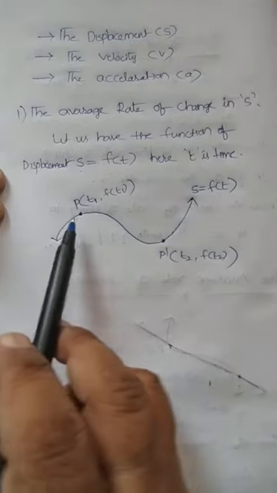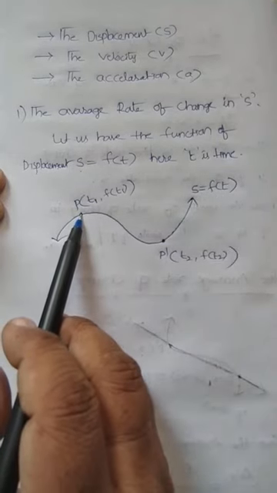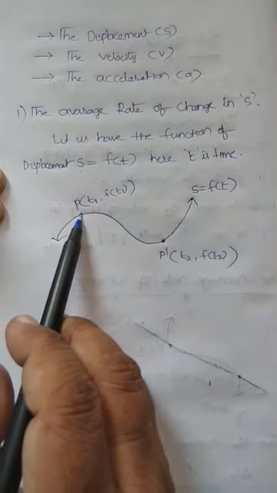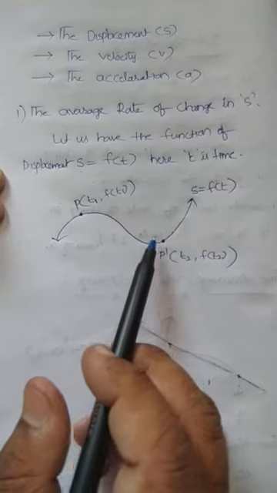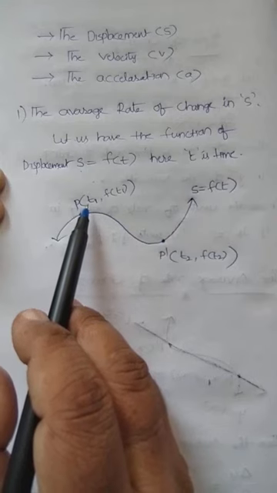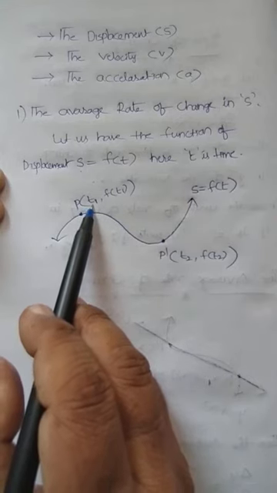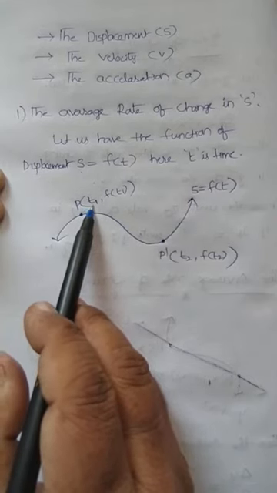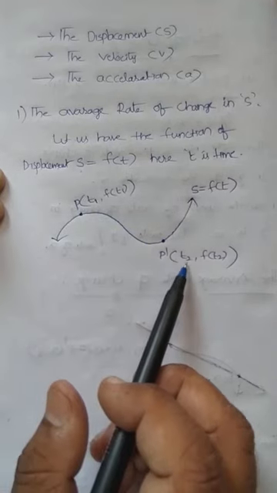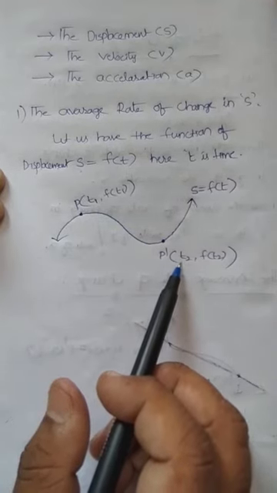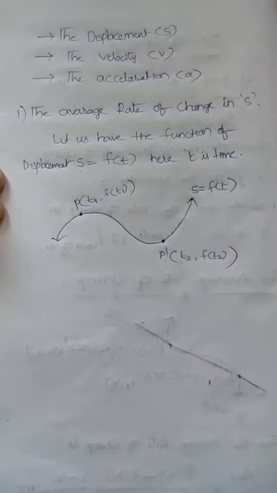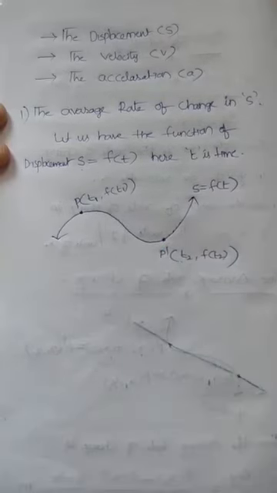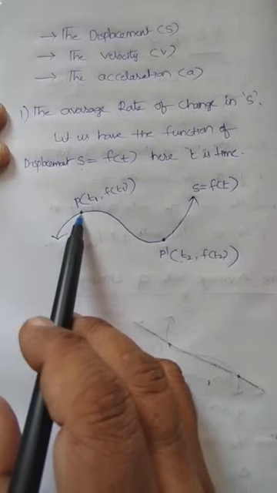Now a particle P is displaced to P dash. Suppose the time at P is t1 seconds, and at time t2 seconds the particle is at point P dash, which means the point P has travelled.